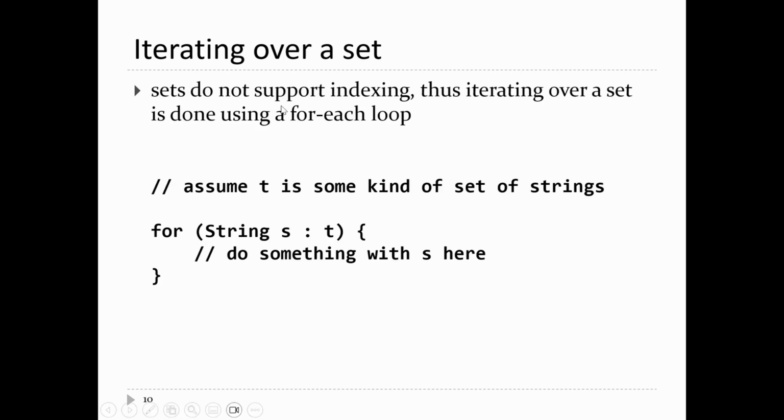All right. So there's no indexing in a set. If you want to loop over the elements of a set for some reason, you have to use a for each loop, or something called an iterator, which we'll also talk about later in the course. So if you want to loop over a set of strings, you just write a for each loop: for each string s in the set T, inside the loop, you can do something with s.